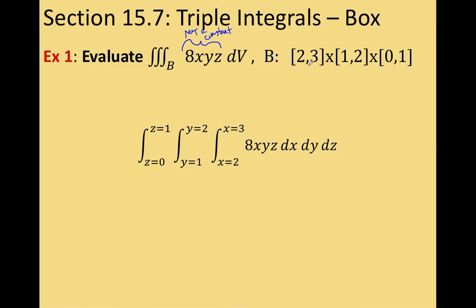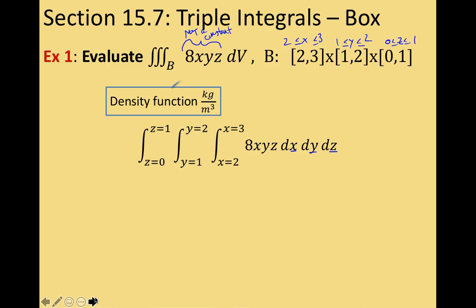I don't particularly like when they write out the box dimensions like this, but nobody really cares whether I like it or not. So hopefully you can see from there how I set up my limits. And I made sure to match: if I put X on the inside, Y in the middle, Z on the outside, I matched up the numbers correctly.